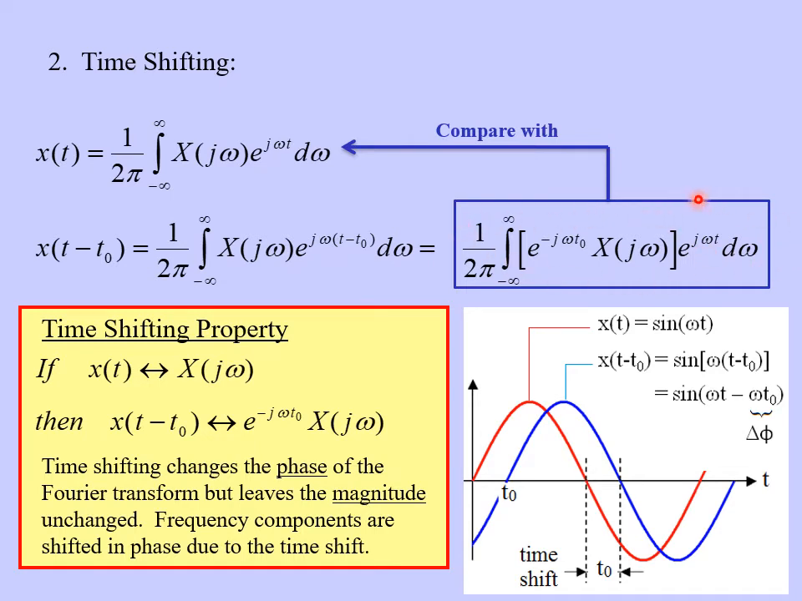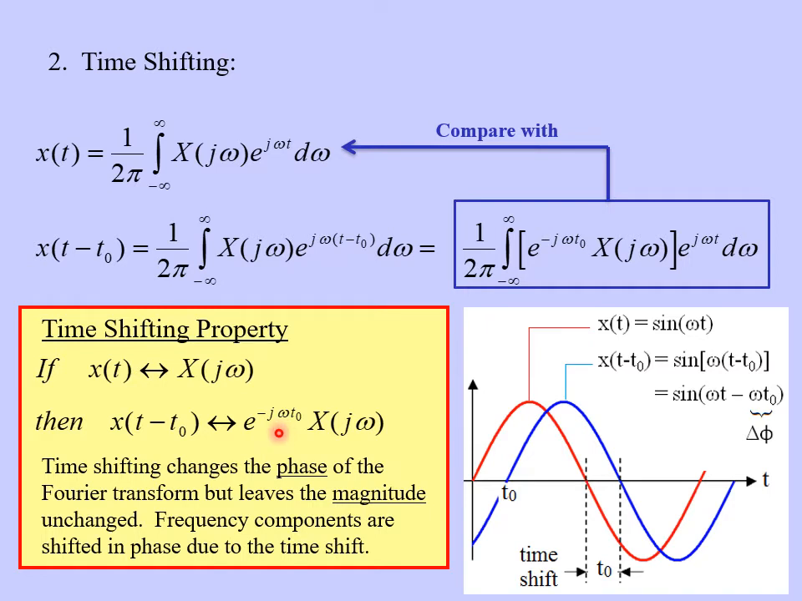So if I compare what's in this blue box with our synthesis equation up here, this tells us that the Fourier transform X of j omega here has been replaced with all this stuff inside the square brackets. Then they're identical to each other. So what that tells us is if x of t has the Fourier transform big X of j omega, then x of t minus t naught has a Fourier transform equal to X of j omega multiplied by this phase factor, e to the minus j omega t naught.